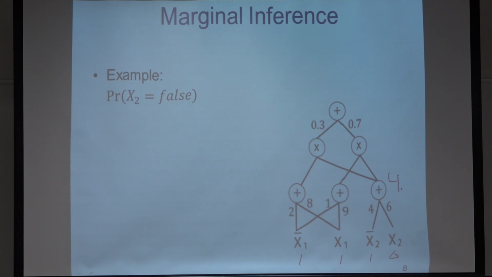So this will be 4. This is 10. This is 10. This will give us 40, 100. And then this will be equal to, I guess, 0.3 times 100 plus 0.7 times 40. And then we normalize again by the same normalization constant as before, divided by 100. Okay? Any questions? Okay.